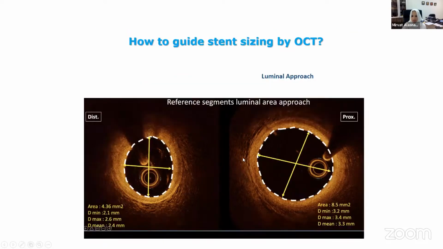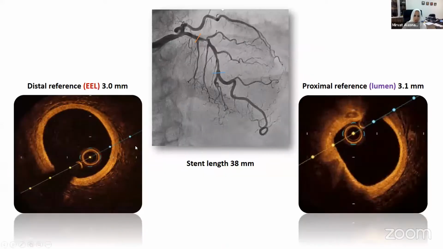If you can't appreciate the EEL very well, what you're going to need to do is just take a luminogram, right, and just look at the lumen and get your measurements at the lumen. And in this case, you're going to probably take it as is. You're not going to downsize at all. And then you're going to need to do proper assessment post-procedure to make sure you don't need to expand it more. So the distal reference, as you see over here, was 3 millimeters. The proximal reference based on lumen that we got was 3.1 millimeters, and then the stent length was 38 millimeters. So a long stent needed to cover that entire segment.